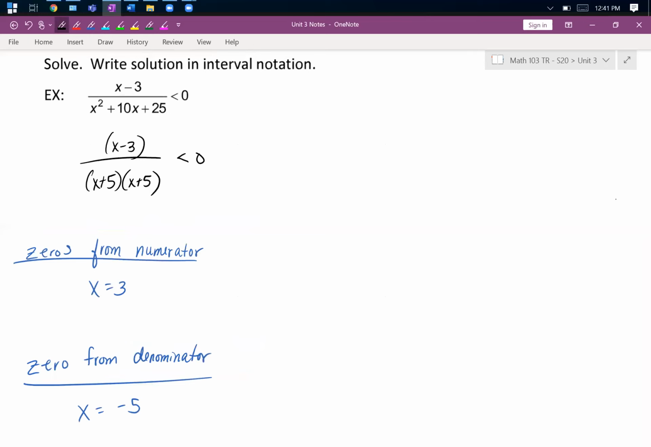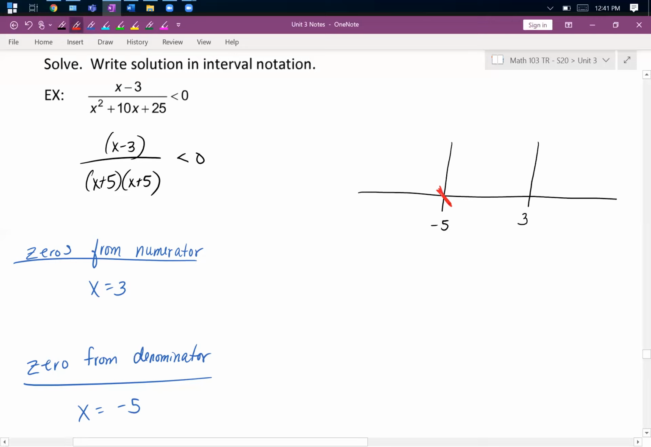I'm ready to make my sign chart, breaking it up at -5 and 3. Now, what I like to do just to remind myself that I cannot include a 0 from the denominator no matter what, because I might forget after I do all that test point stuff, is put a big X on any 0 that came from the denominator. That just reminds me that I won't be able to include that in my answer no matter what my inequality symbol says. And now we're ready for our test points.